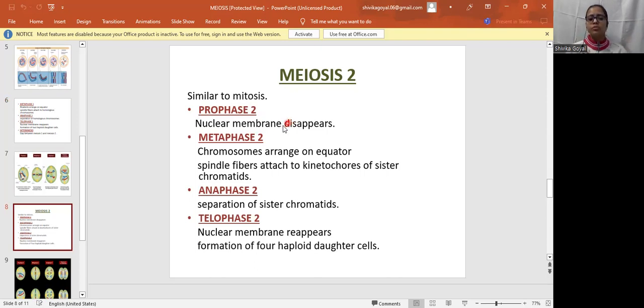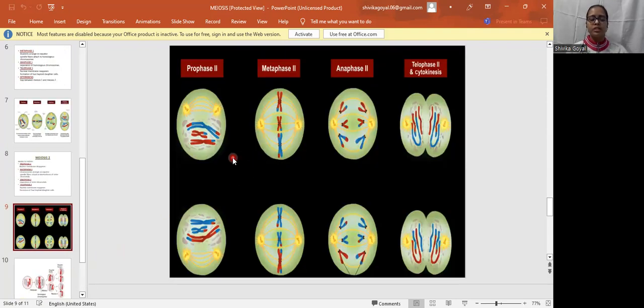Now, after prophase 2, there is metaphase 2, where the chromosomes start aligning themselves at the equator, and the spindle fibers attach to the kinetochores of the sister chromatids. Once the cell enters metaphase 2, it then enters anaphase 2. In anaphase 2, there is a separation of the sister chromatids. And once anaphase 2 is over, the cell enters telophase 2, which ultimately gives rise to the 4 haploid daughter cells. So it will be much more clear with the help of this diagram.